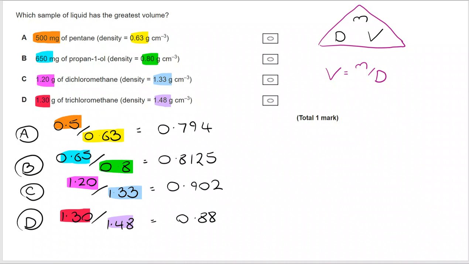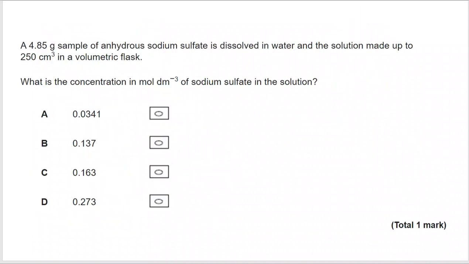With all of that in mind, I simply now have to identify the biggest value, which is 0.902. The correct answer is C. Moving on to the next question for you to try now.